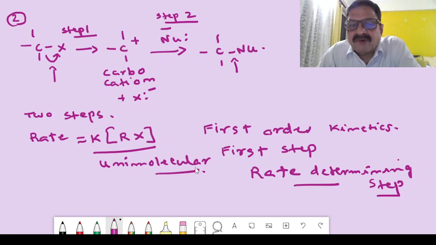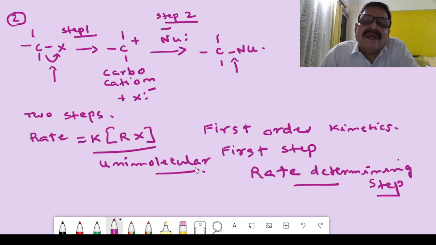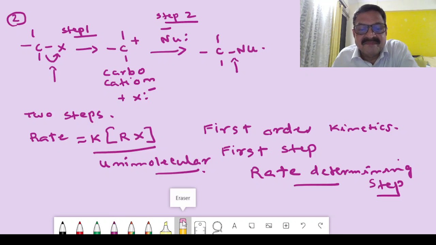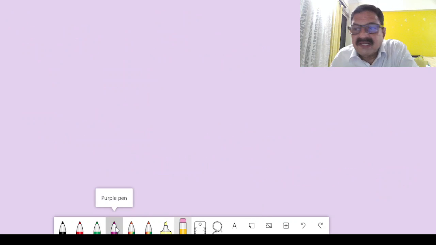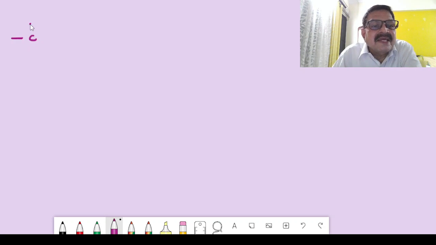Now, the third possibility, for argument's sake. You can ask me: in this case, the bond breaking occurs before bond making. Why can't it be the other way around, where the bond making takes place first and later the bond breaking? For argument's sake, let us examine how this reaction mechanism will look. In a reaction of this nature, bond making occurs first before bond breaking. So in that case, again, it is a two-step mechanism, correct?